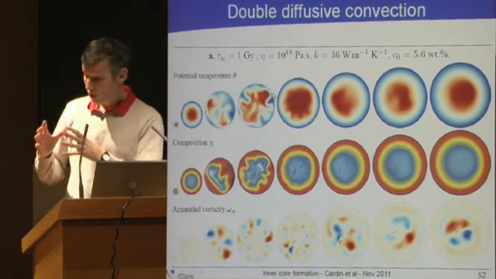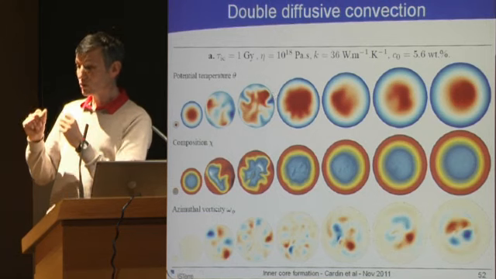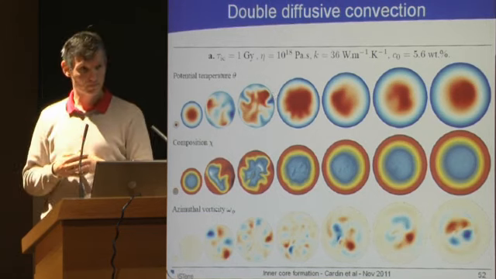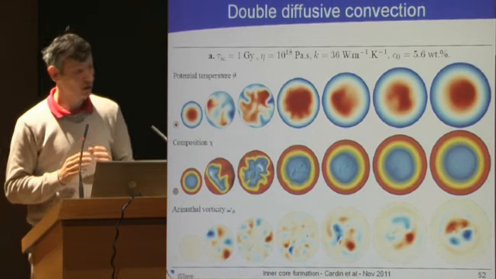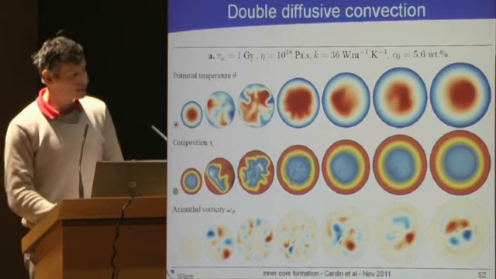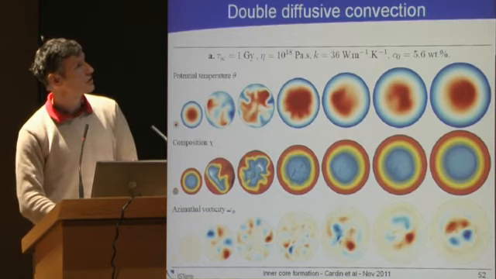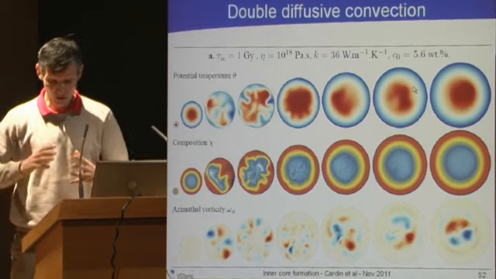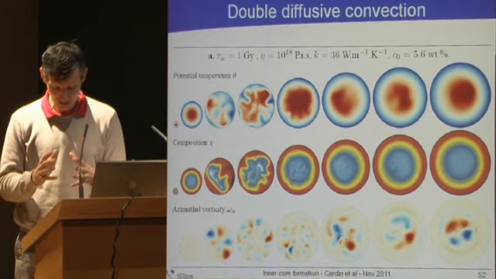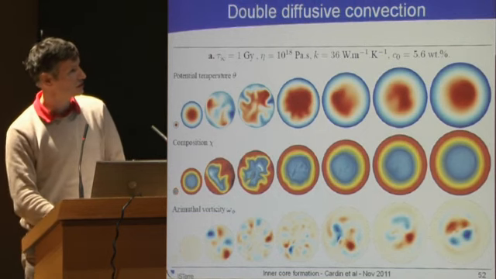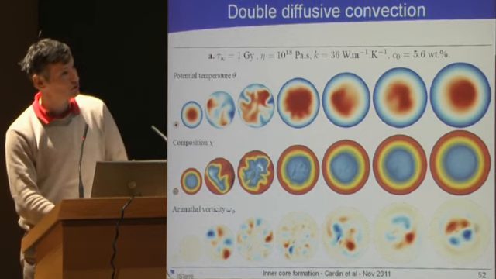But because the material which crystallizes at the top of the inner core is lighter and lighter, it cannot participate in the thermal convection. So you form a layer at the top of the inner core, which is lighter, and you have a thermal convective state inside the inner core, and you have a layer which is stable at the top of the inner core. And this is clearly seen here in the azimuthal velocity.